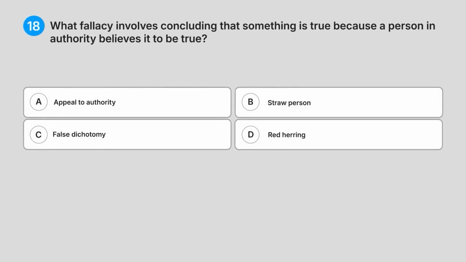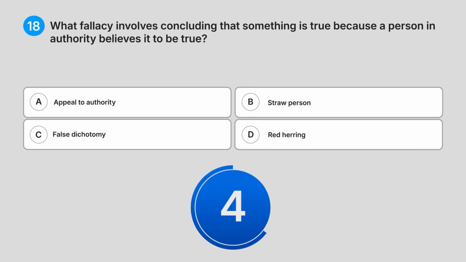(18) What fallacy involves concluding that something is true because a person in authority believes it to be true? A. Appeal to authority. B. Straw person. C. False dichotomy. D. Red herring. What do you think is the answer?